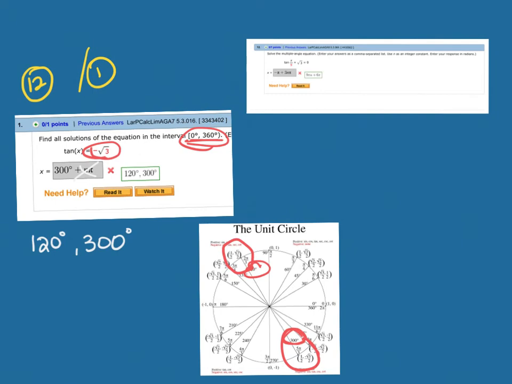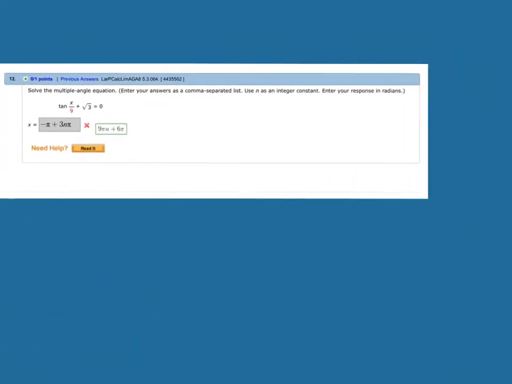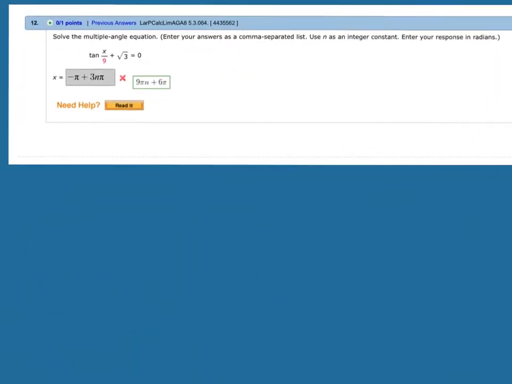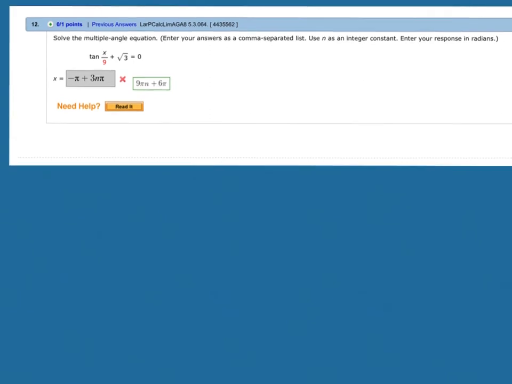And then 12 looked like this. This is a multiple angle one that has a step before we get to that. I have to solve for the x over 9 by moving the square root of 3 to the other side. This did not restrict my interval, so this is a good example of what it would look like on your quiz, because I didn't restrict it with the multiple angle.